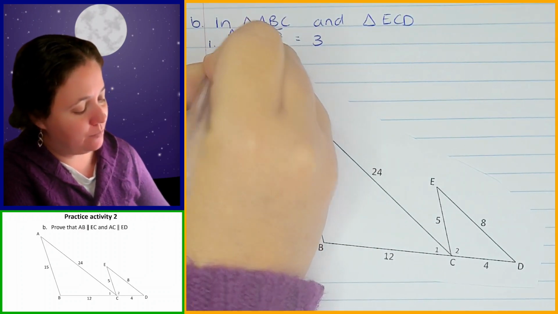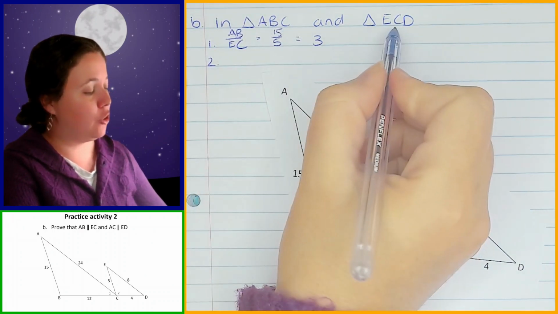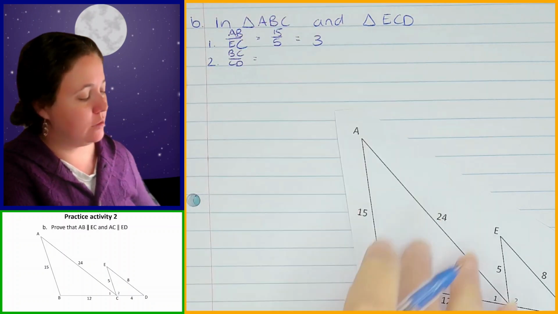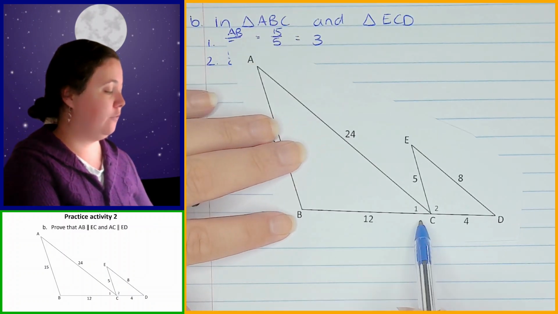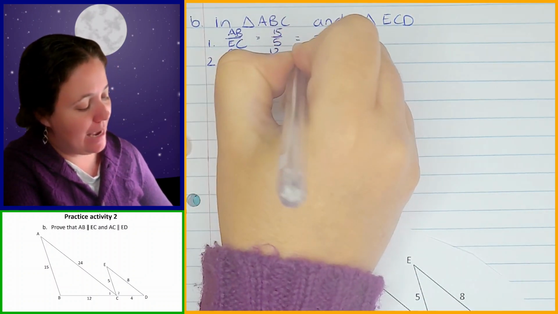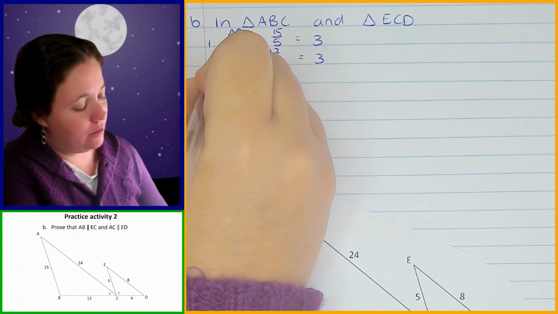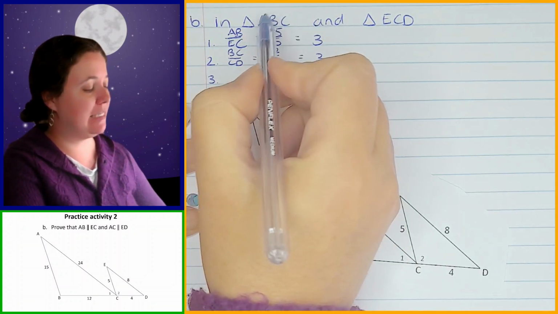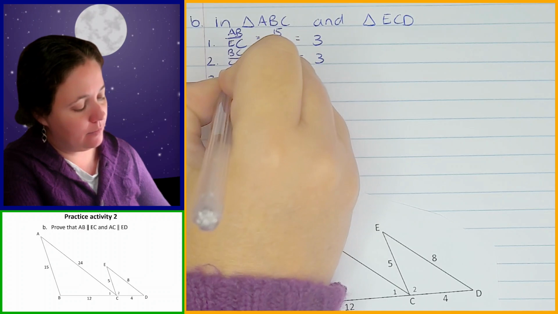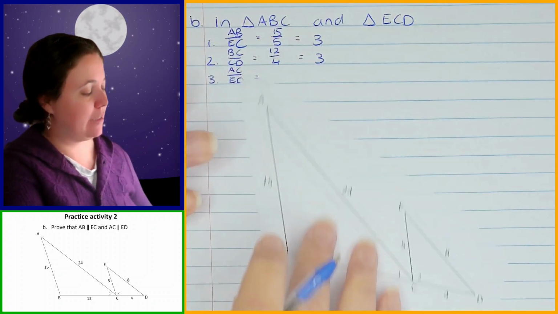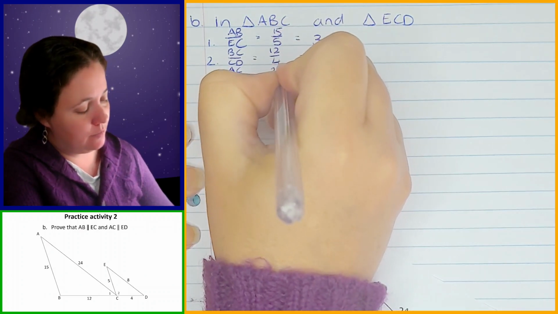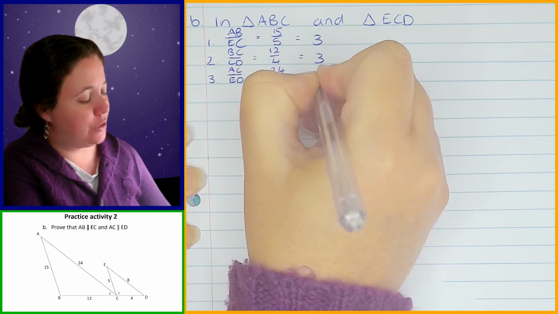Right, number 2. BC over CD equals. So BC I know is 12 and CD is 4. So I've got 12 over 4 and that gives me 3. And then the third one is going to be AC over ED. Okay, so AC is 24 and ED is 8. And that also gives me 3.